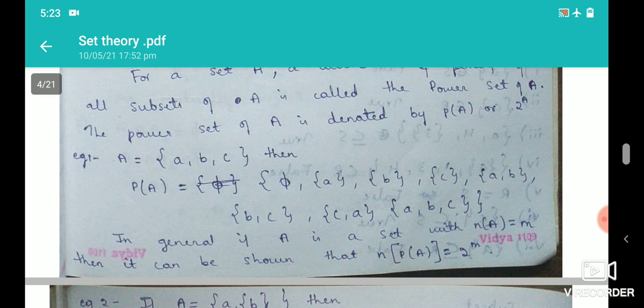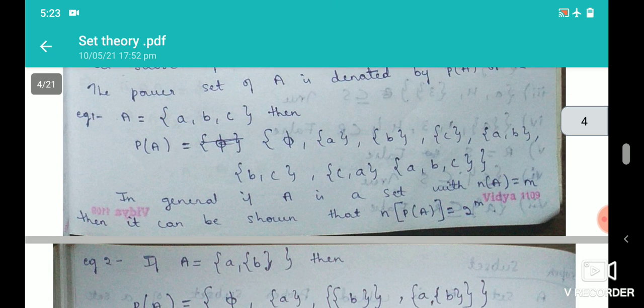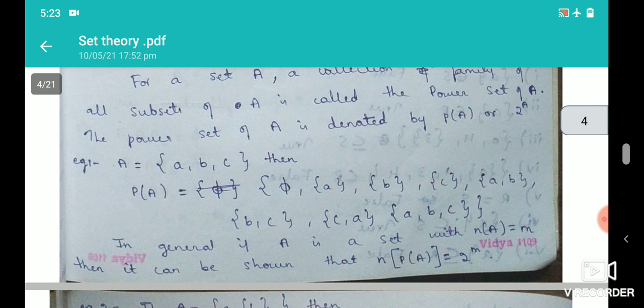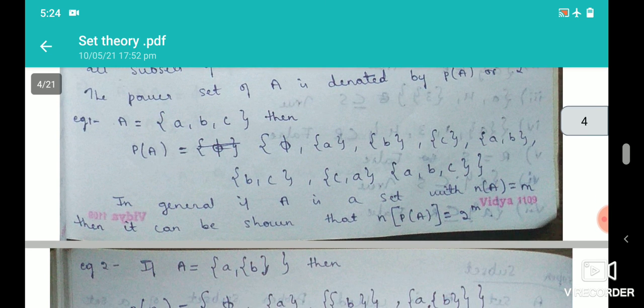Then the power set of A, P of A, can be written as: the empty or null set, or subset {a}, subset {b}, subset {c}, or subset {a,b}, subset {a,c}, subset {b,c}, or {a,b,c}. Okay, all are the power set because all are the subsets, and we collected all the subsets of A, then it will be termed as the power set of A.